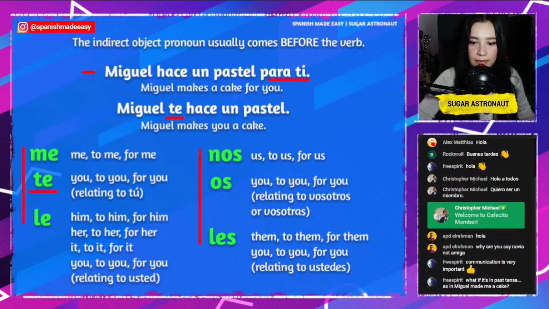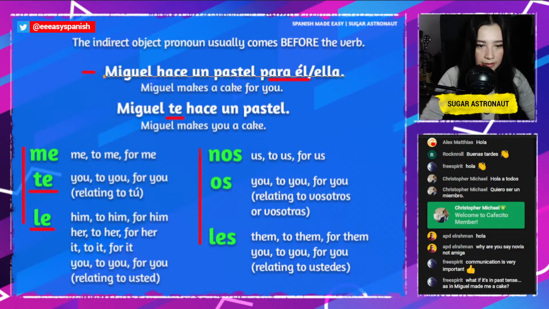Now let's do le. Okay? Let's use the same sentence. Miguel hace un pastel para él. Remember, le can be used if you're talking about him, her, it, or you relating to usted. Para él, ella, and usted. So let's use él, ella, and usted.